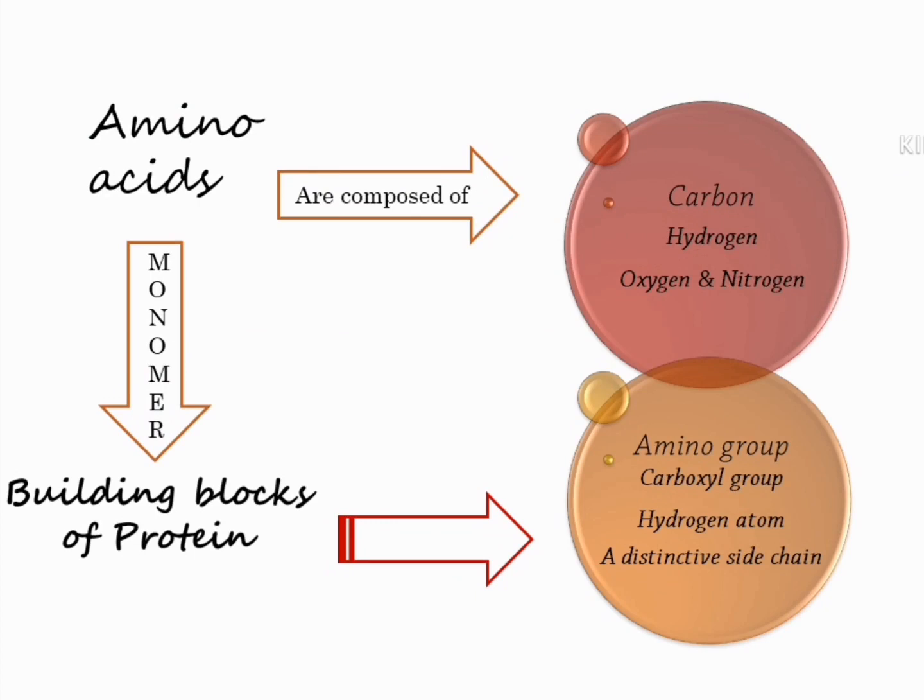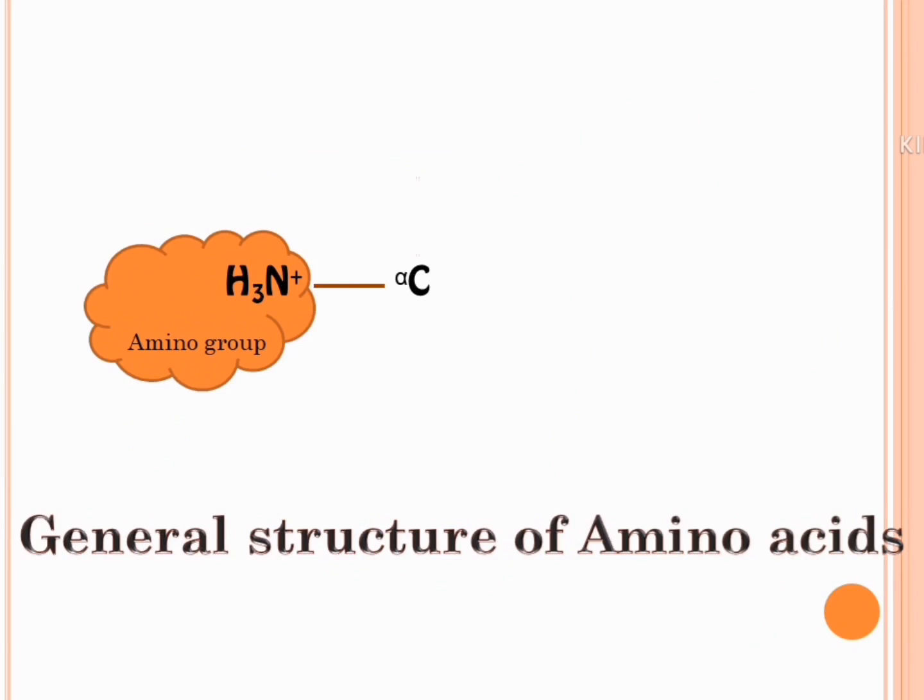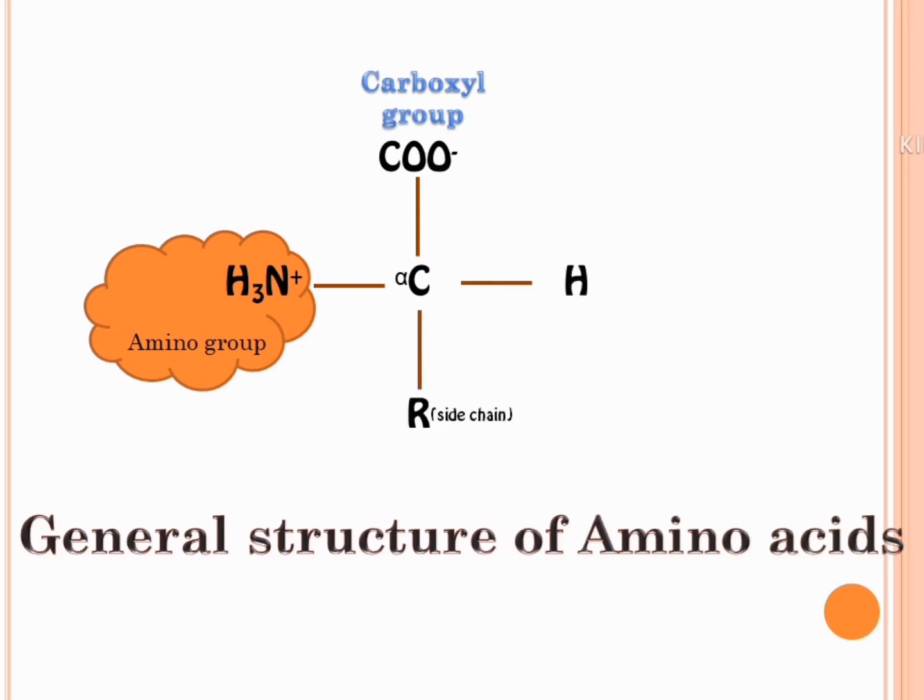They serve as monomers, building blocks of proteins, and are composed of an amino group, a carboxyl group, a hydrogen atom and a distinctive side chain, all bonded to a carbon atom, the alpha carbon. In an alpha amino acid, the amino and the carboxylate groups are attached to the same carbon atom, which is called the alpha carbon. The various alpha amino acids differ with respect to the side chains or the R group attached to the alpha carbon.